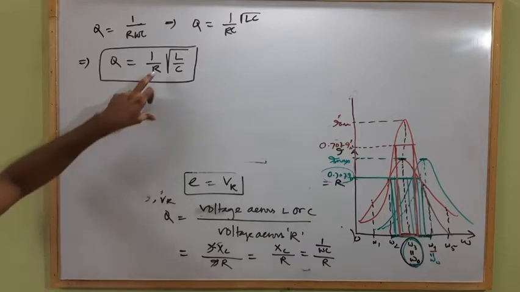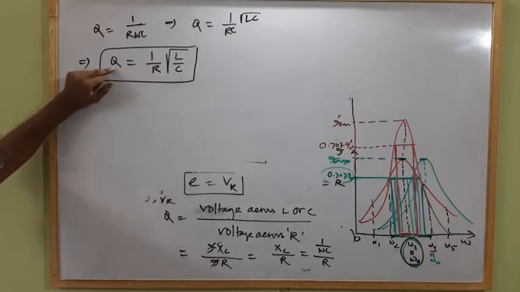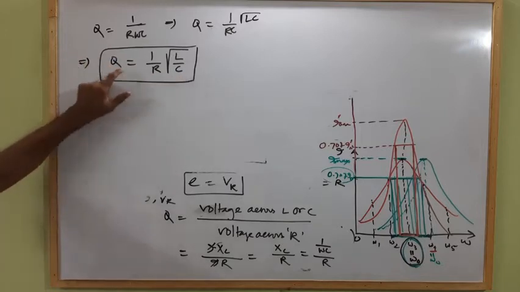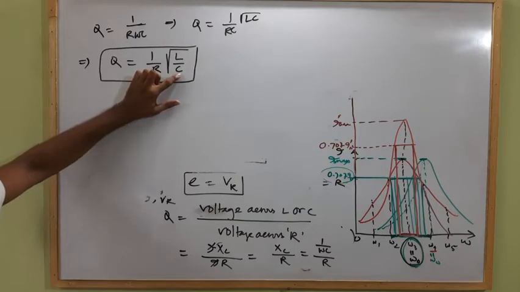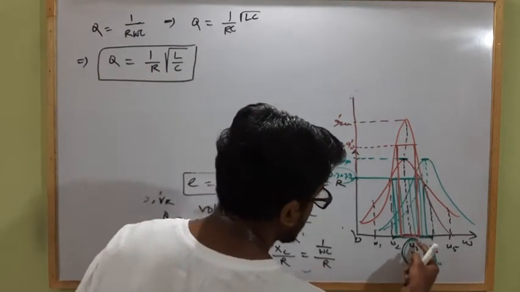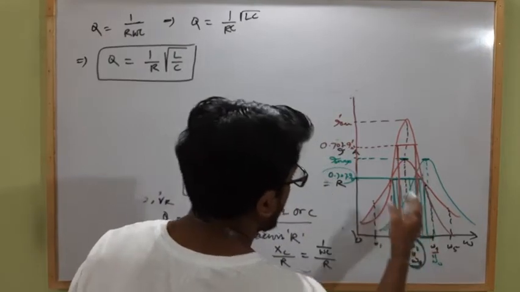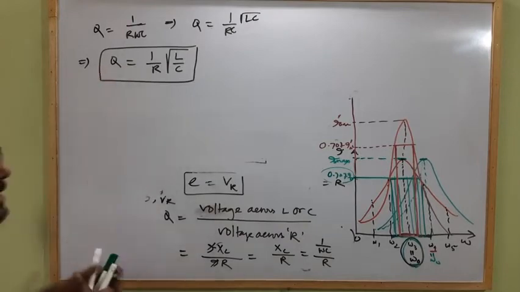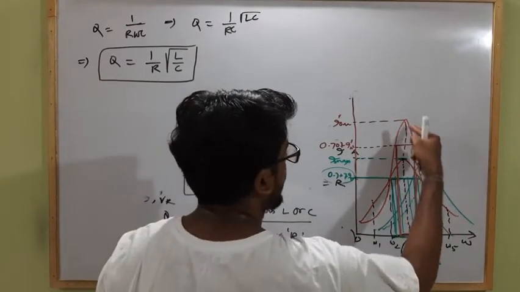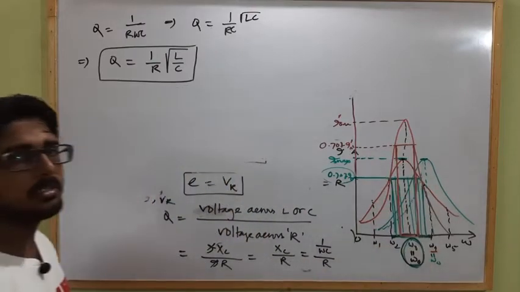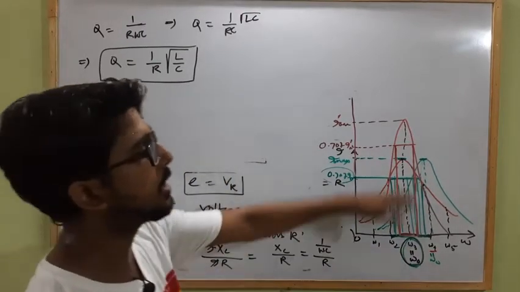So from this, if we increase R, Q will decrease. If we decrease R, Q will increase. If we increase C, Q will decrease. If we decrease C, Q will increase. As shown here, for the particular resonance case, when omega equals omega naught and I am further decreasing R, the quality factor will increase and the resonance curve will become sharper, so the bandwidth will decrease, so there will be less noise in the given signal and the signal will be more clear.